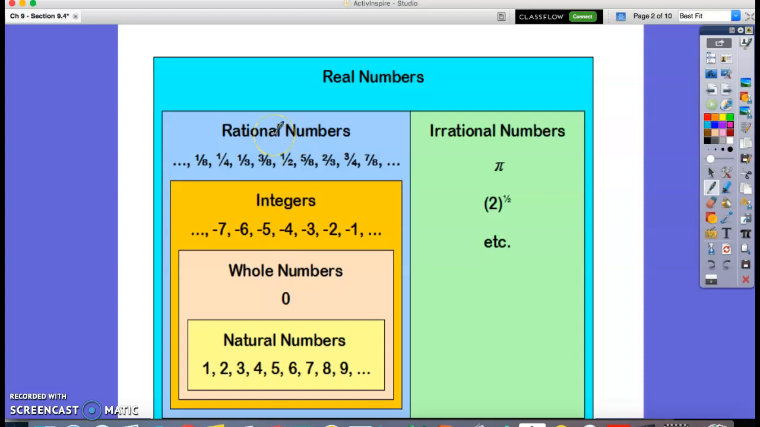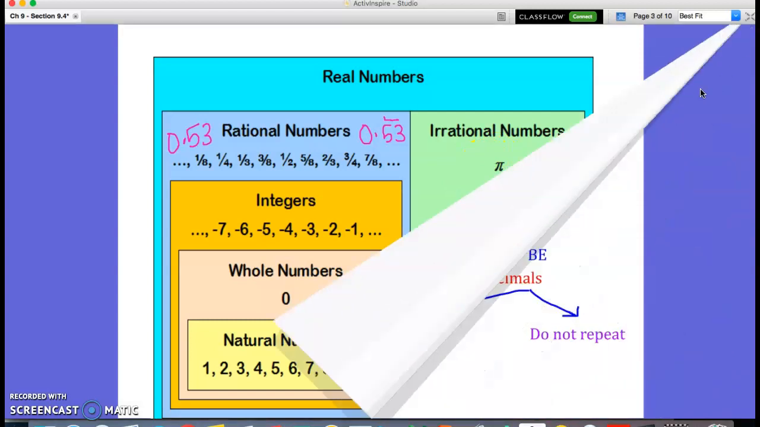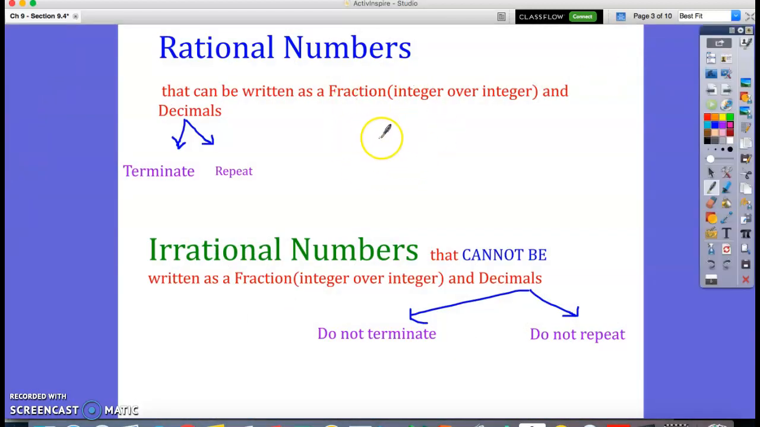And if it's a decimal that terminates, this terminates, right? So this is a rational number. And if a decimal repeats, this is also a rational number. What are irrational numbers? Numbers that you cannot write as a fraction, and the decimals don't terminate or don't repeat. So pi is an example, square root of 2 is another example. You can pause the video and write down the definitions.